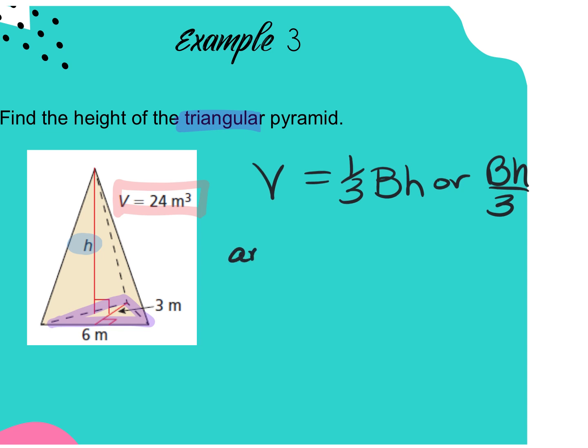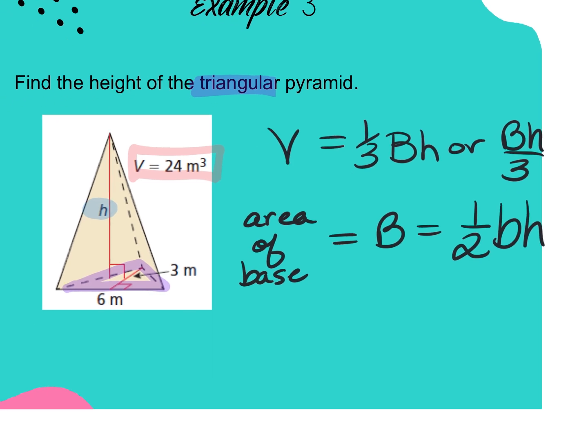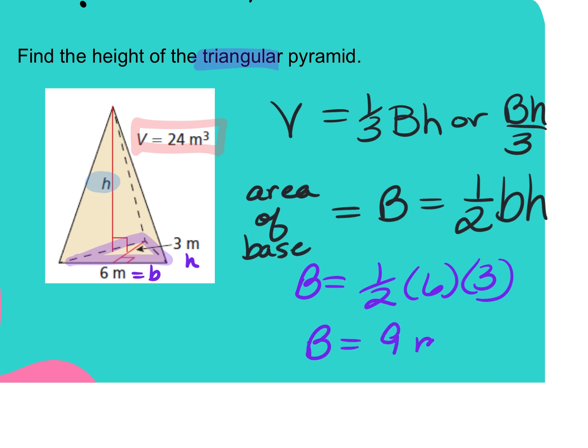So remember, again, the area of the base shape is equal to the capital B. And in this case, my base shape is a triangle, so it's 1/2 base times height. So for my triangle base, the 3 could be the height of it, and the 6 could be the base. So I'm going to fill it in, and I can do 1/2 6 times 3, and the capital B is going to equal 9 meters squared.